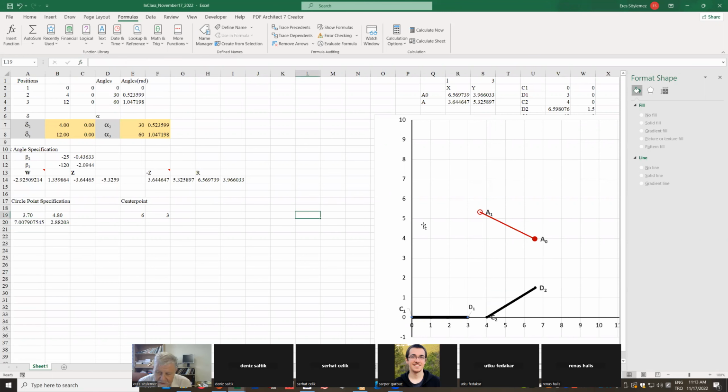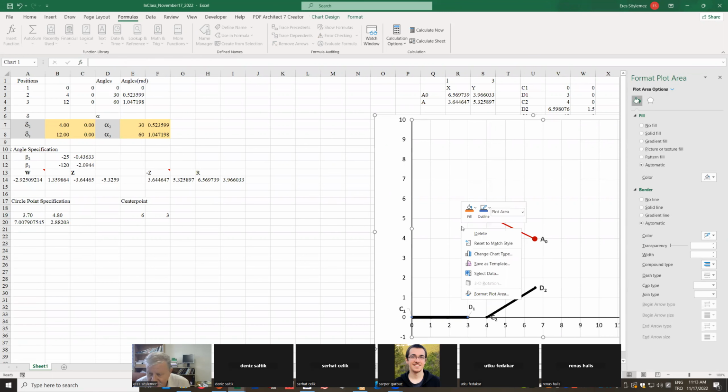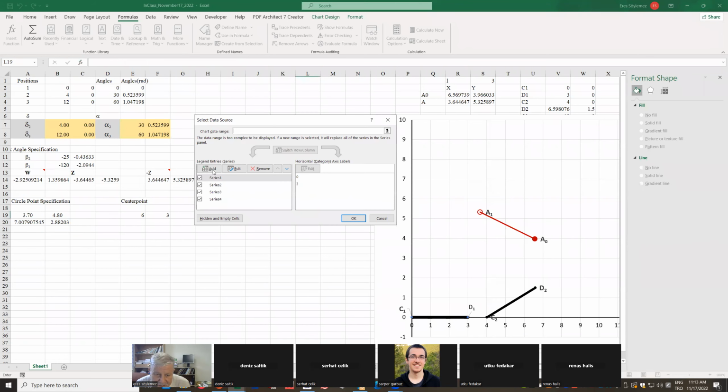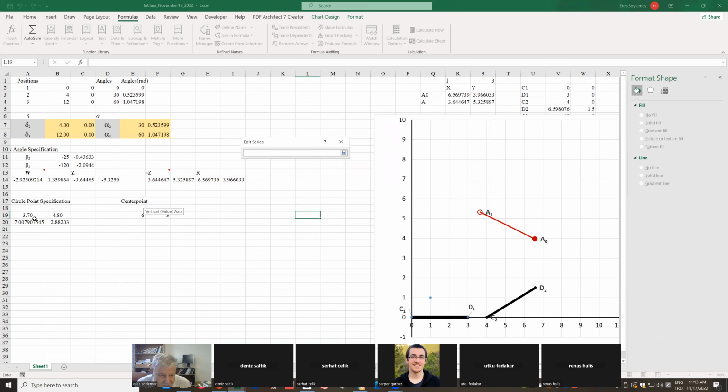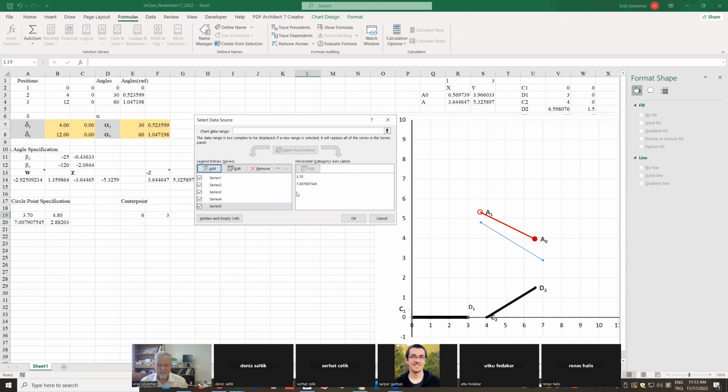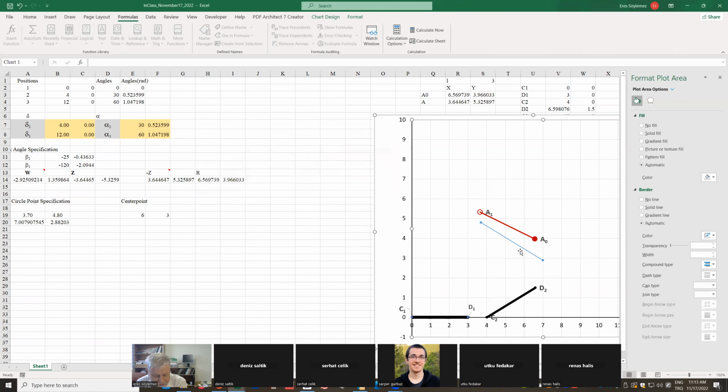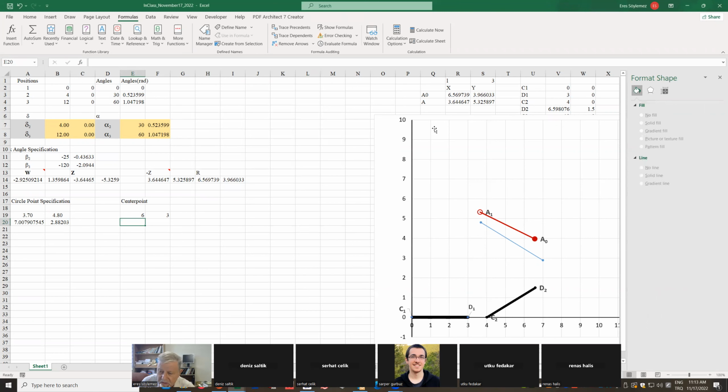Let me draw that line again. Select data, add. Is that okay? I'm not going to do all that because I don't have time. Center point. Okay. Again, mark 2 cells.